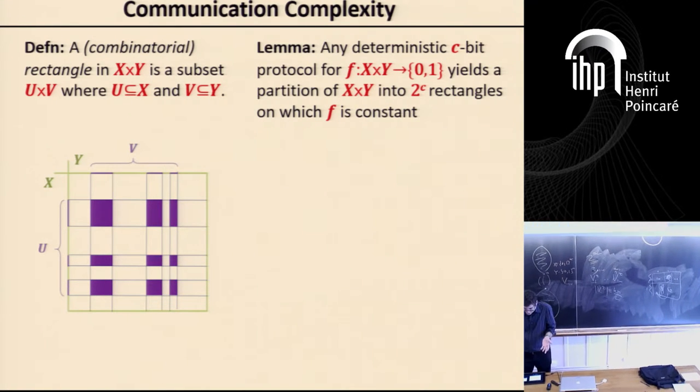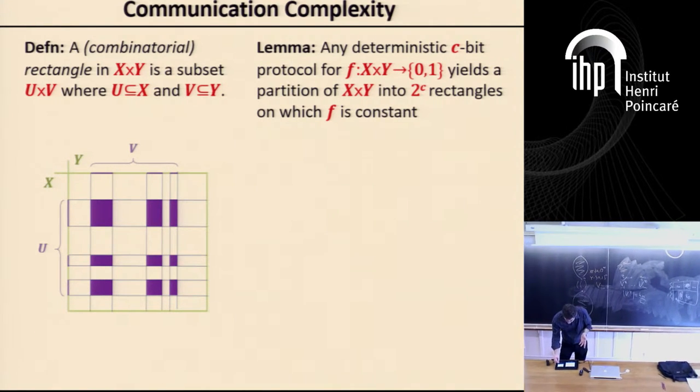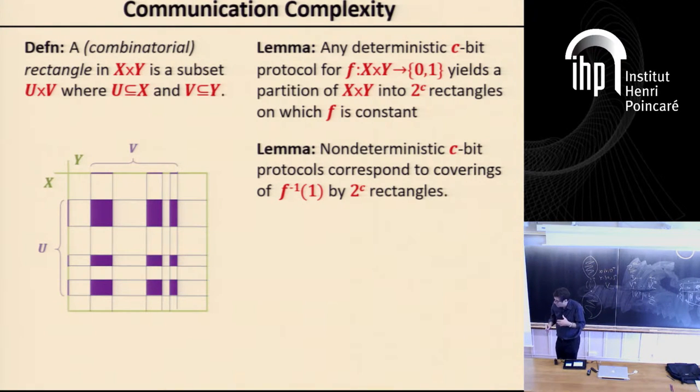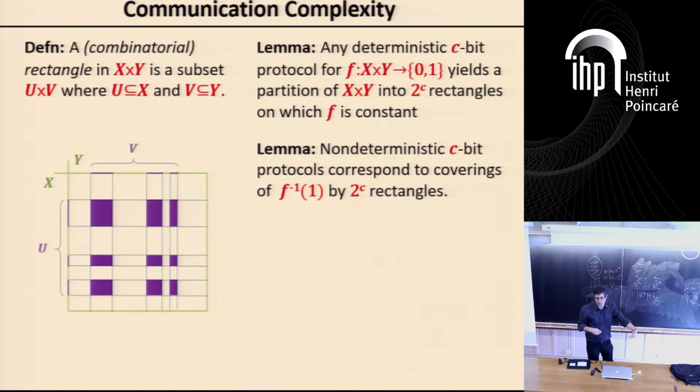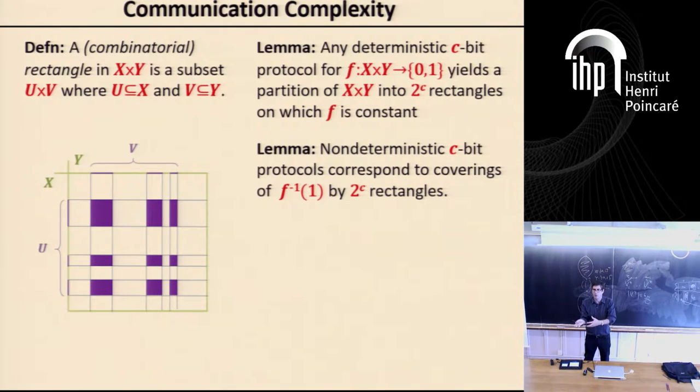And in fact, if you look at non-deterministic protocols, they correspond to coverings of the ones of the function by rectangles. By the time you're done, the function is constant on the last rectangle. This is something I didn't say: it's 2^C rectangles on which the function is constant. When you're doing non-deterministic protocols, you're just covering the ones by rectangles, because there has to be some transcript of the protocol that gets you the output.